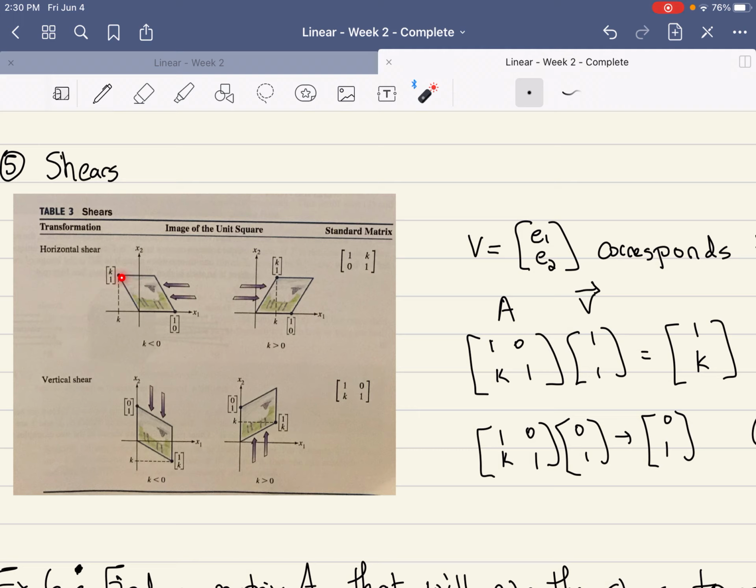So this is what happens if k is less than 0. This is what happens if k is bigger than 0. And a horizontal shear puts the k and the 1 over here on this side. A vertical shear, same idea. If k is less than 0, you're going to pull the corner down below the axis. Over here, you're going to push the corner up above the axis. So it's just taking your shape and parallelogramming it from nice rectangular or square form.